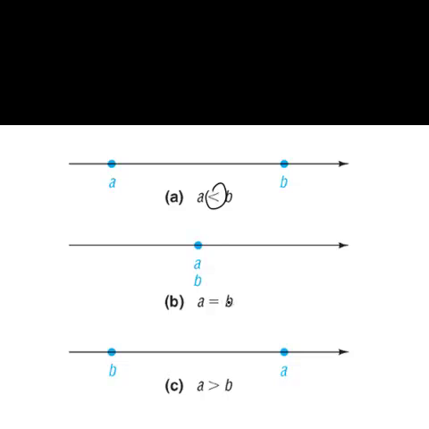Otherwise, the two numbers are equal, or A is larger than B. And this is what it looks like on the number line for these three different systems. If A is smaller than B, then A is to the left of B on the number line. If A is equal to B, then the coordinates are the same for those two numbers on the number line. If A is greater than B, then A is to the right of B on the real number line.